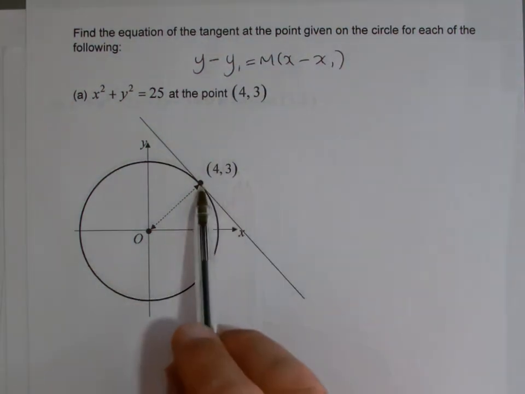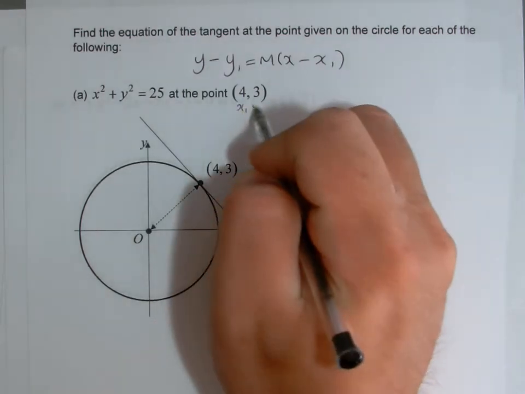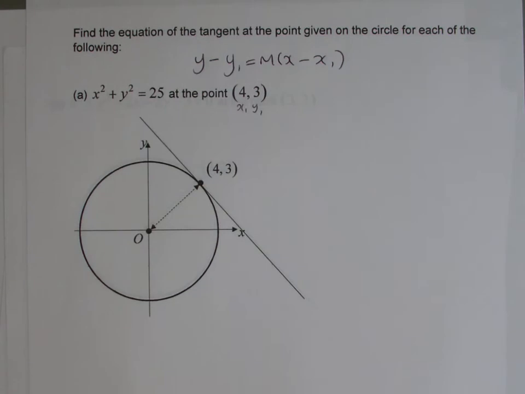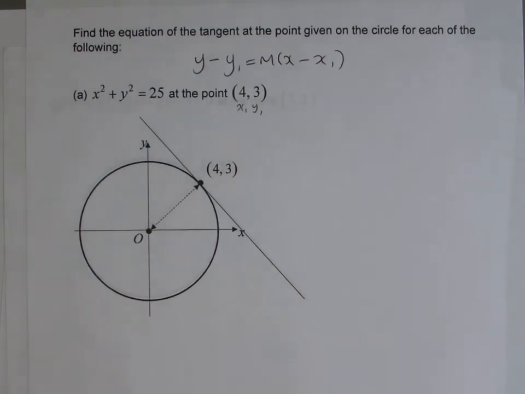Now we've got a point on the line, 4, 3. So my x1, y1 will simply be that point there. We've got a coordinate, a point on this line, so we've got our x1, y1. What we need is the gradient, the m value. So how are we going to work out the gradient? How do we know the slope of this line?